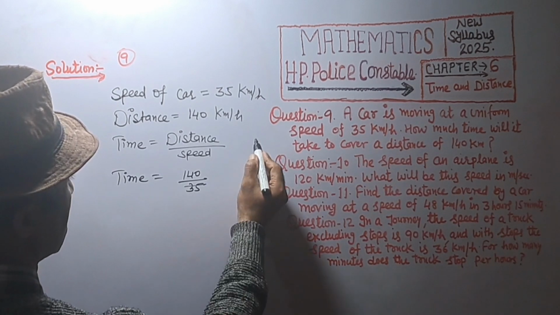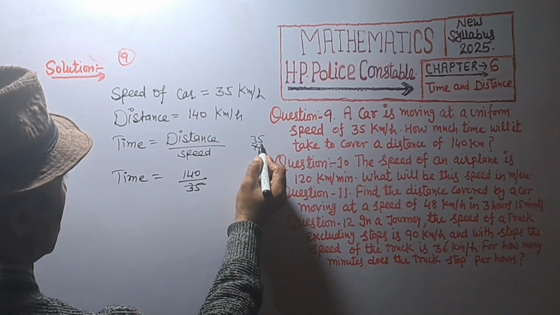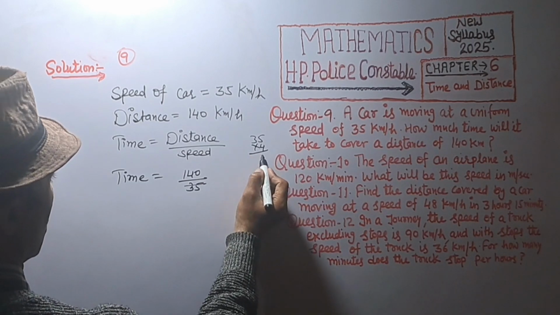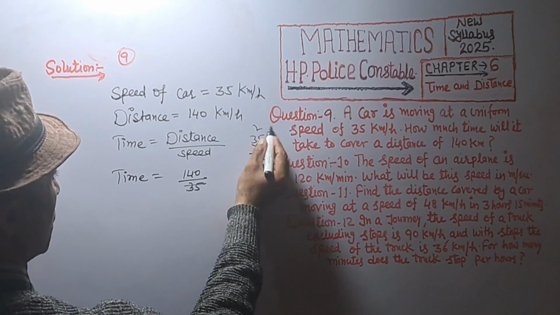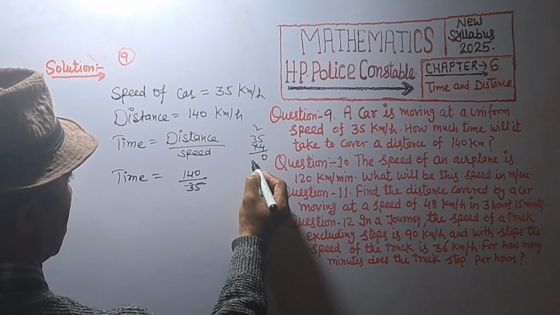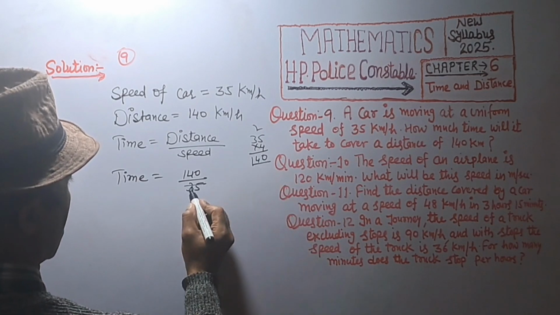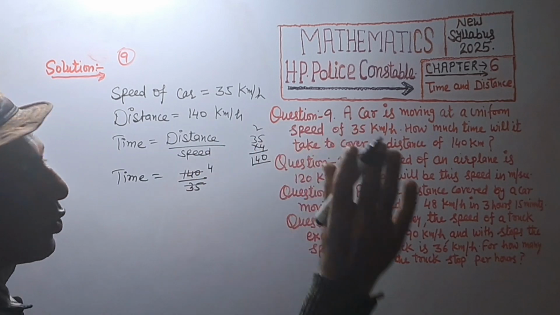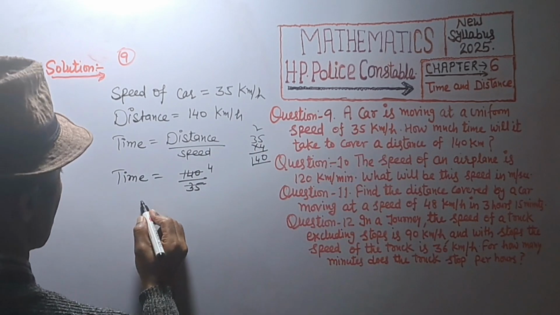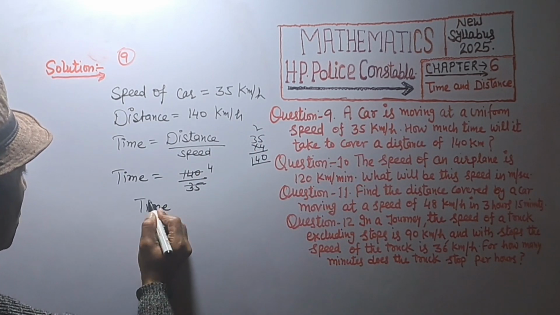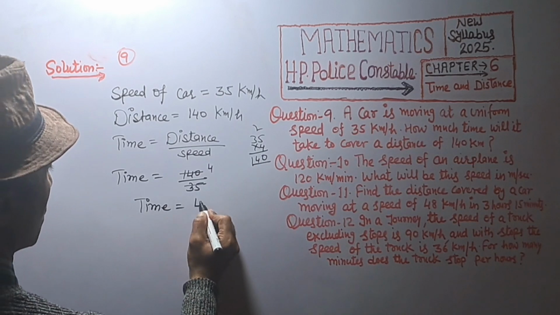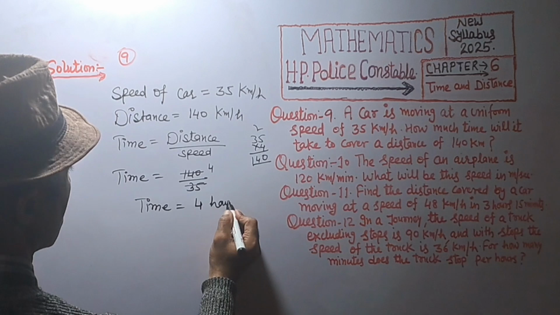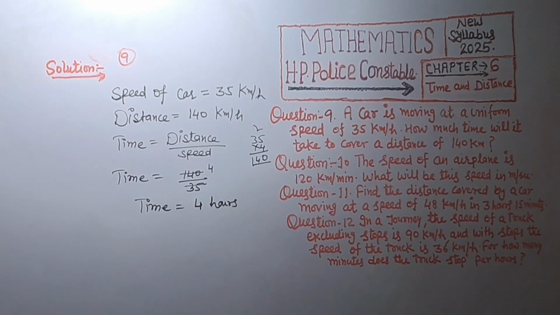That is 35 into 4. 4 5s are 20, 2 carry, 4 3s are 12 plus 2, 14. 35 4s are 140. So time is equal to 4 hours.